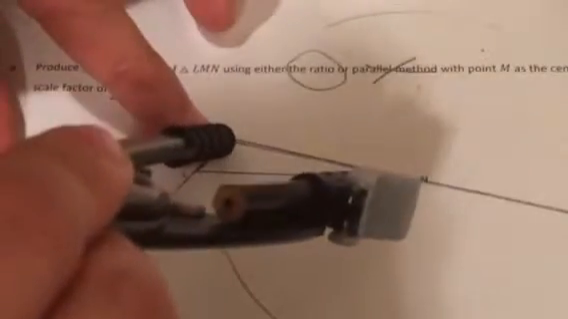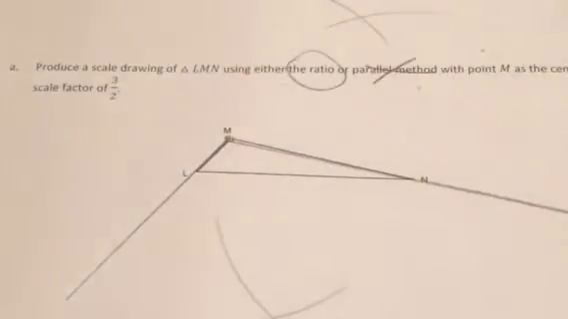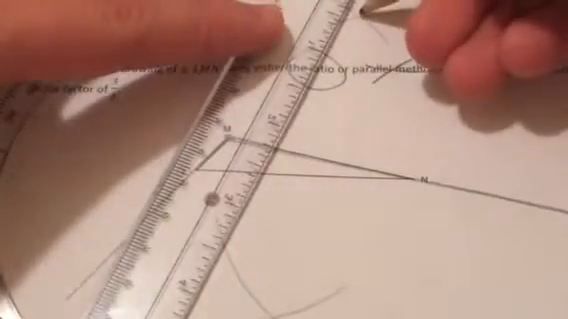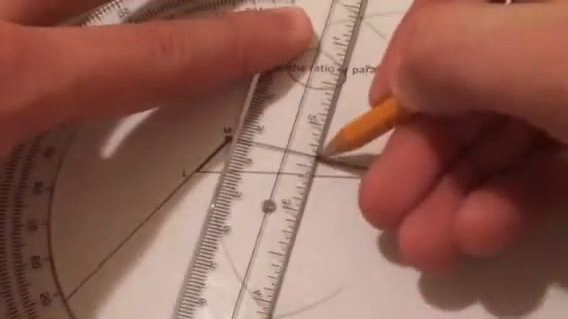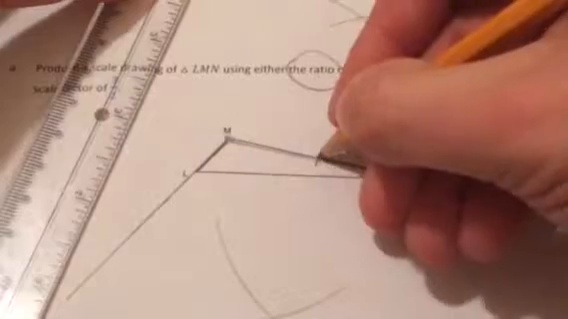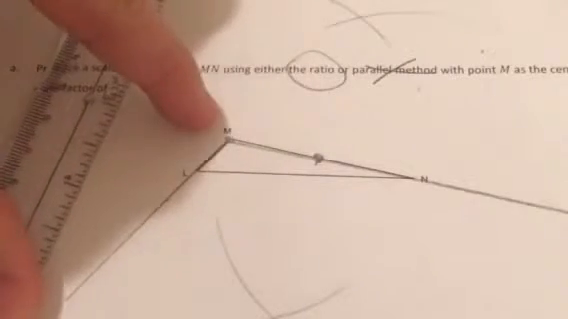Now put M as your center, mark, mark, just like I did. All right, and that means your center for this one is about right here. All right, you're gonna do the same thing with this side. Find the center, find the midpoint.